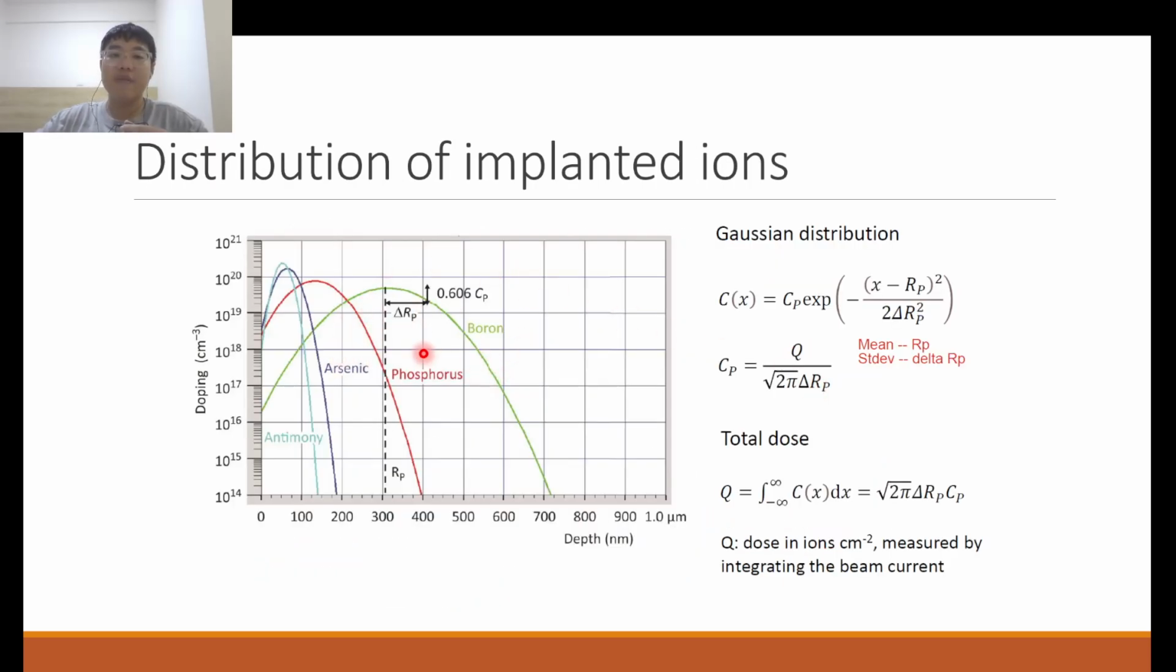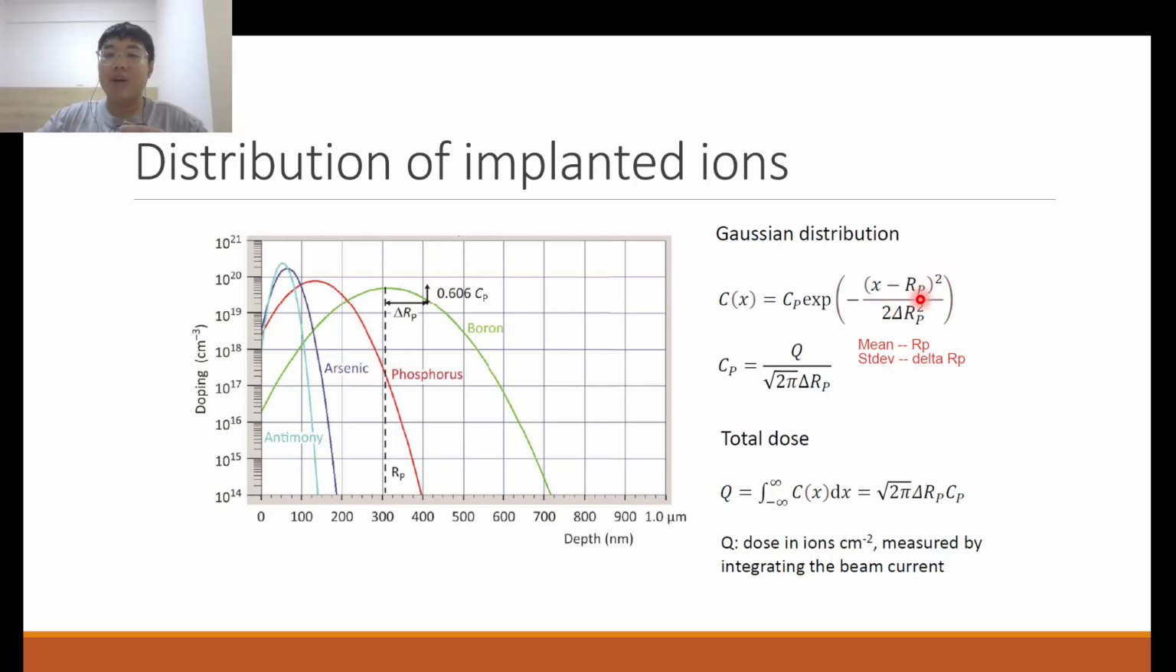So the distribution of implanted ions can often be modeled by a Gaussian distribution also. So in this case, we have two parameters that are important. One is your Rp. Your Rp is basically your projected range, so it is the maximum of your Gaussian profile, and that is taken to be the range of the ion implantation process. So if you have a more energetic implant, right, your range is deeper in, your peak of the Gaussian profile is deeper in the material, right?